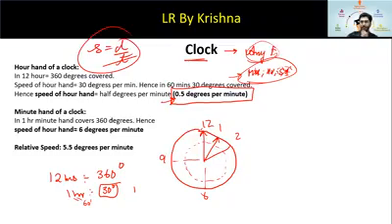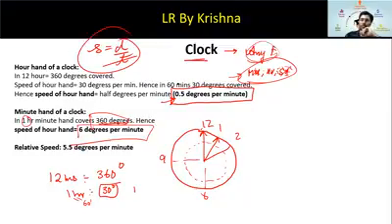So in 1 hour, the minute hand will cover 360 degrees, right? So what is the speed of the minute hand? Sorry, in 1 hour, the minute hand will cover 360 degrees, not 1 minute. So what will be the speed of this minute hand? 6 degrees per minute, right?